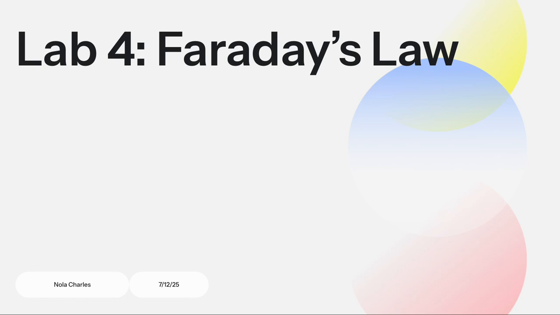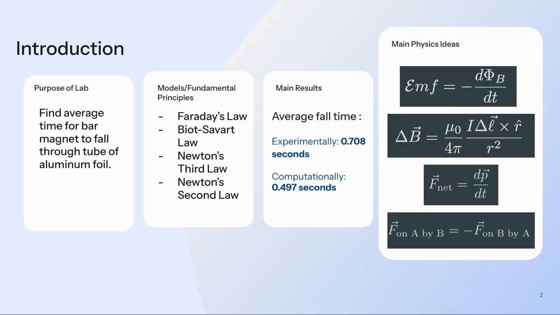My name is Nola Charles, and this is my lab for Faraday's Law for Physics 2212. To introduce this lab, the overall purpose was to find the average time for a bar magnet to fall through a tube of aluminum foil, both computationally and experimentally.